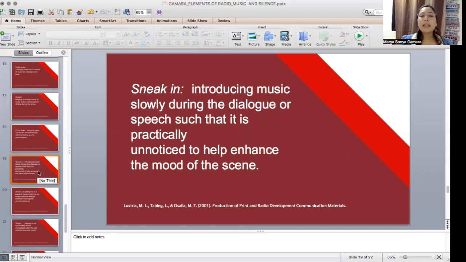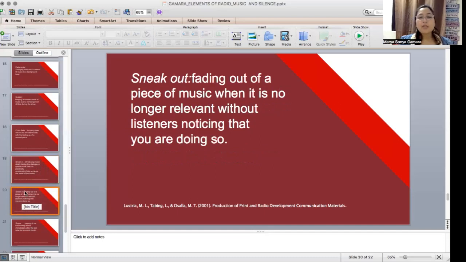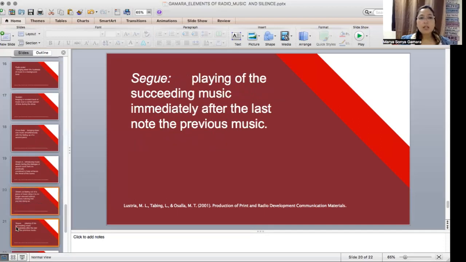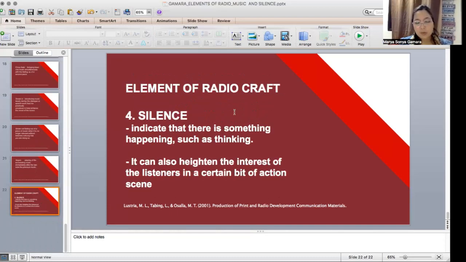Sneak in is introducing music slowly during the dialogue or speech, such that it is practically unnoticed, to help enhance the mood of the scene. Sneak out is fading out a piece of music when it is no longer relevant without listeners noticing that you are doing so. Next is the segue, wherein the succeeding music is played immediately after the last note of the previous. 3, 2, 1, go.